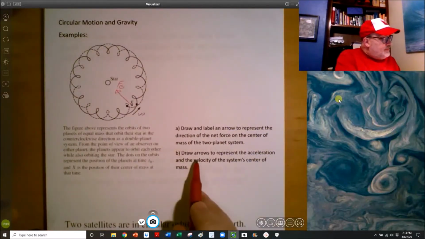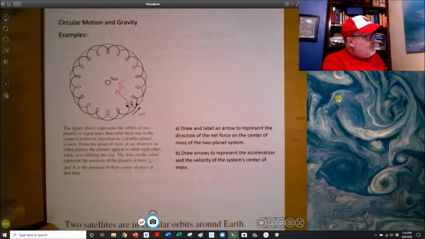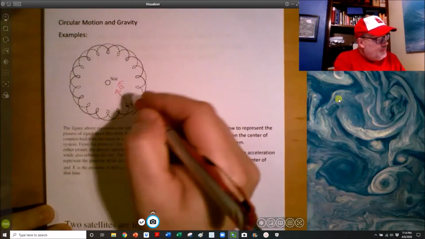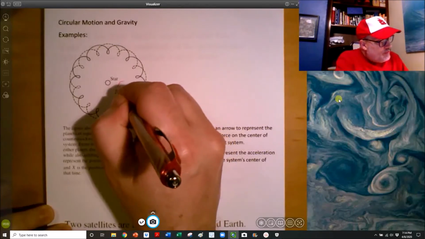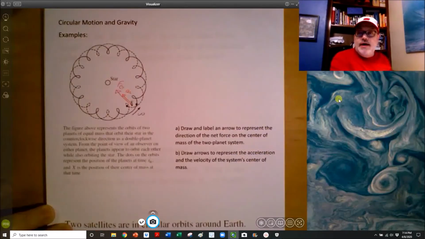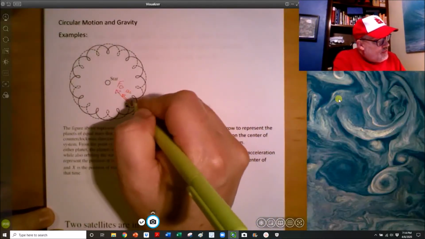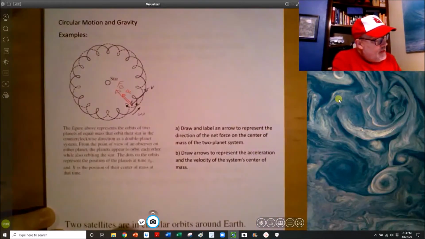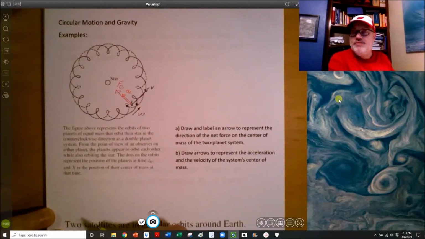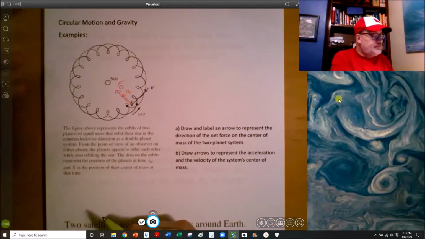Our second question says, draw arrows to represent the acceleration and velocity of the system's center of mass. All right, so the force is towards the center, it's accelerating towards the center. It's not slowing up, it doesn't give any indication that it's slowing down or speeding up at all. So it's just towards the center. And then our last one would be the velocity. Velocity is always tangent to the path. So there's our velocity, just like before, just like any circular motion problem.